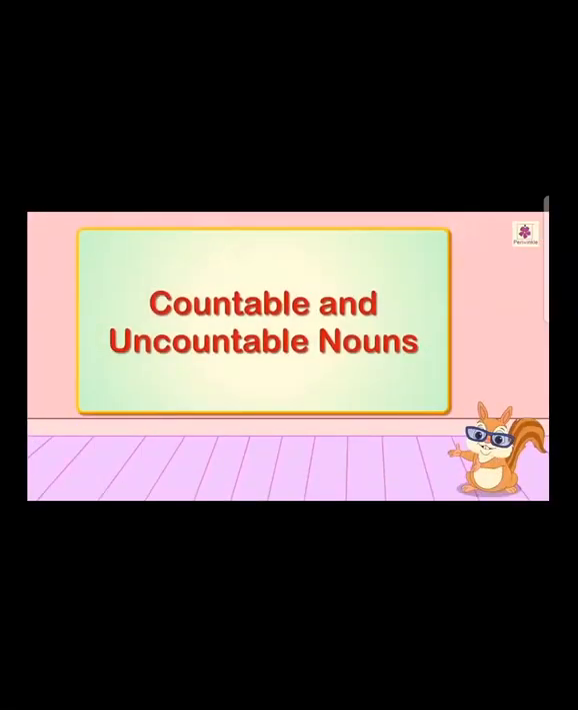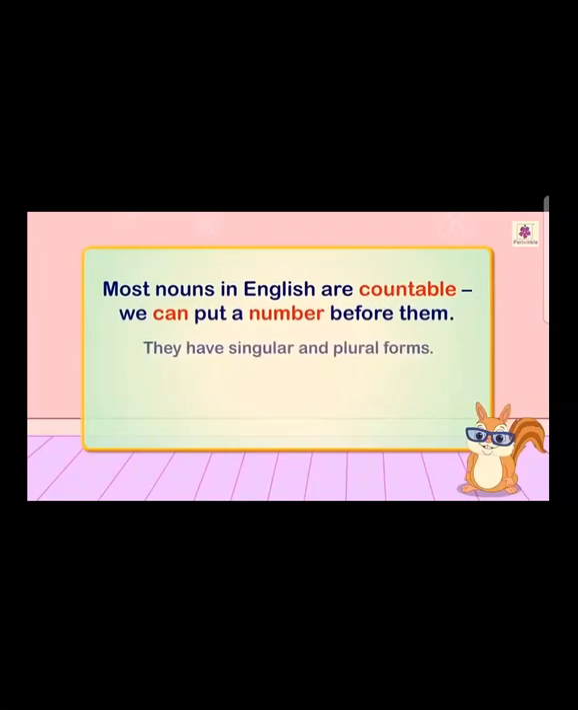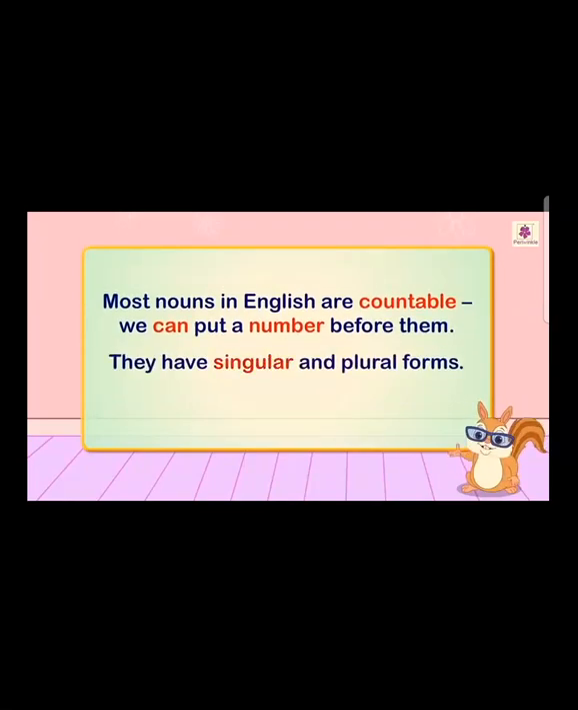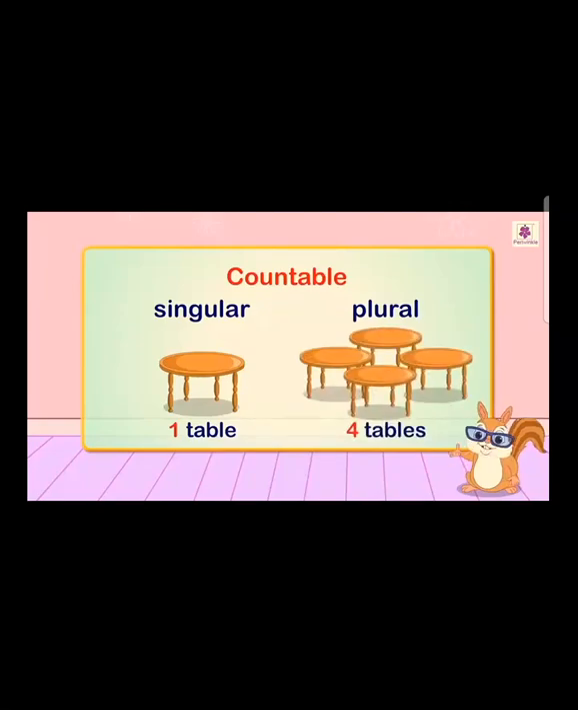Countable and uncountable nouns. Most nouns in English are countable. We can put a number before them. They have singular and plural forms. 1 table, 4 tables.